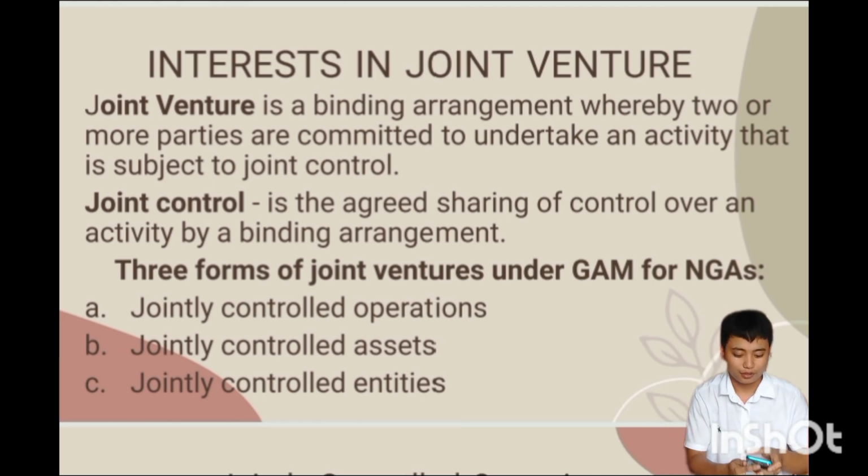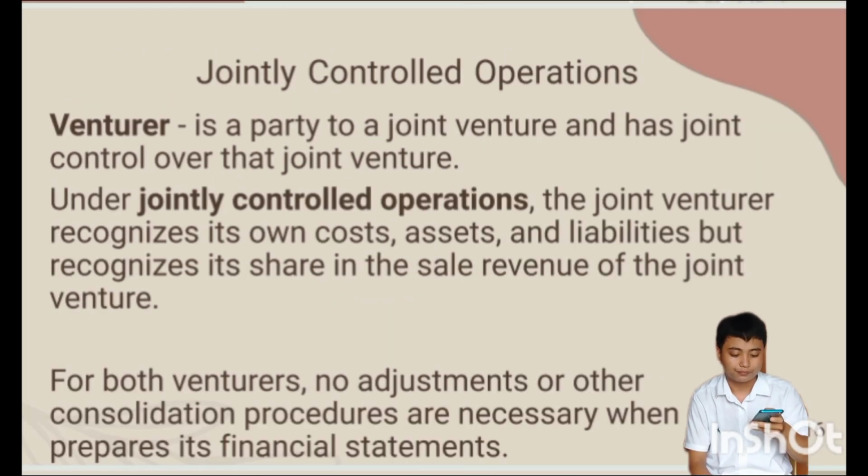So let's go ahead and proceed to the next one. There are three forms of joint venture under GAMS for NGAs. The first one is jointly controlled operation, the second is jointly controlled assets, and the third one is jointly controlled entities. So for the first one, jointly controlled operation.